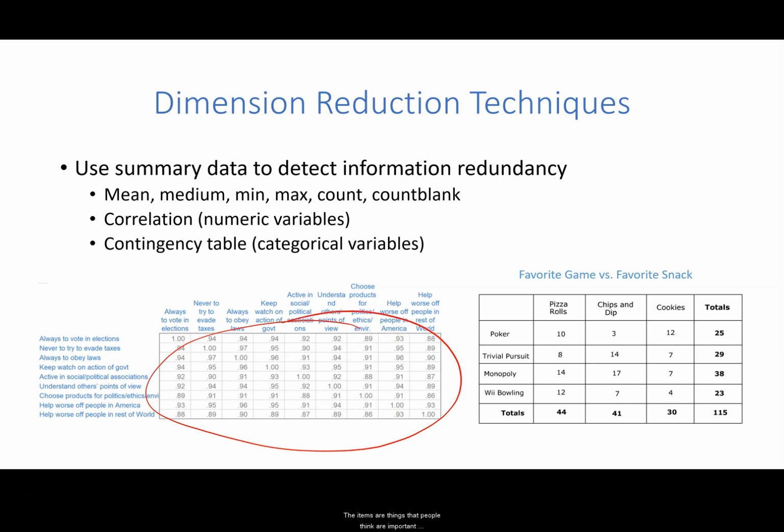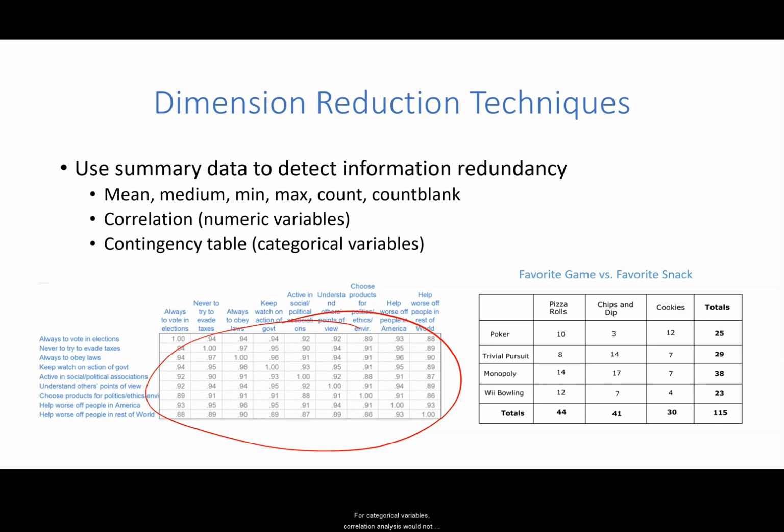The items are things that people think are important collected from a survey. The correlation matrix shows that how a person feels about one of these things is consistent with how the same person feels about other things in the list. The implication of this is that maybe we only need to ask about one item instead of asking about all 9 items in order to understand what a person thinks is important.